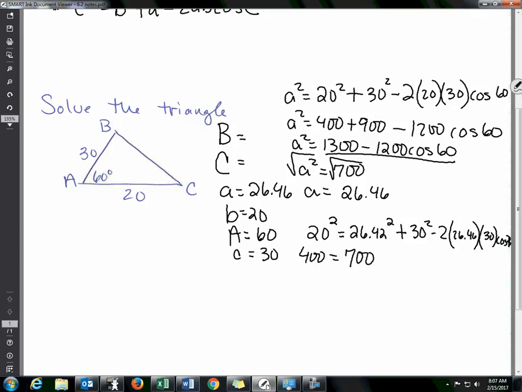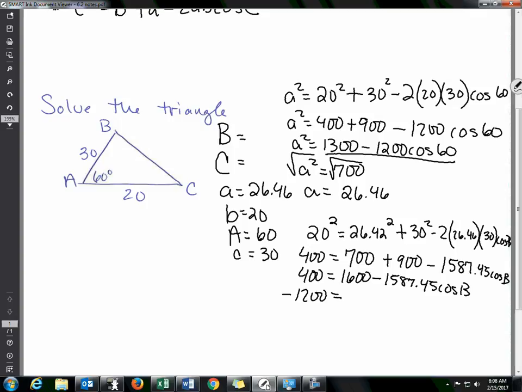That's 700, I knew that because we square rooted it, plus 900, minus 2 times 26.46 times 30, which is 1587.45, cosine of B. So you add, and you get 400 equals 1600 minus 1587.45 cosine of B. Subtract 1600, so you get negative 1200 equals negative 1587.45 cosine of B. Divide by negative 1587.45.